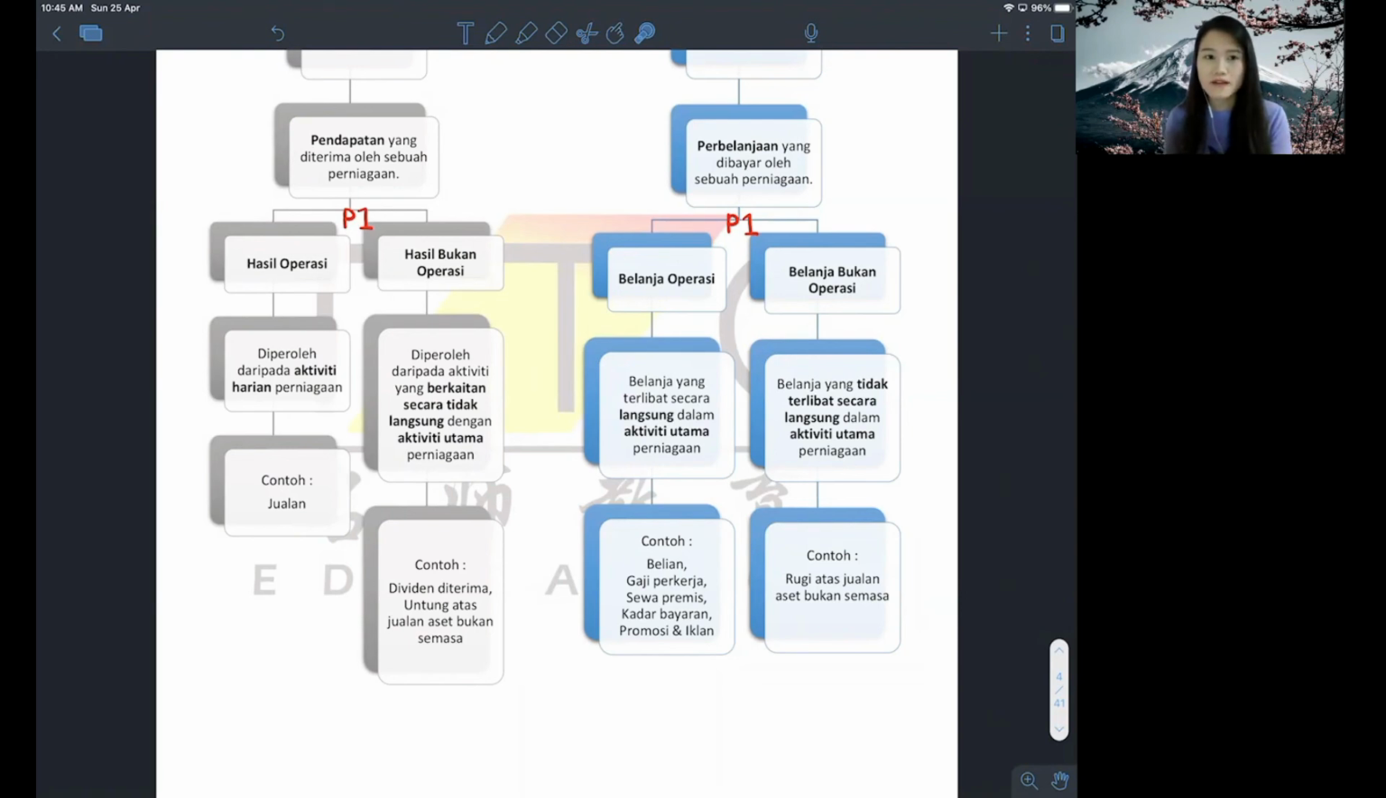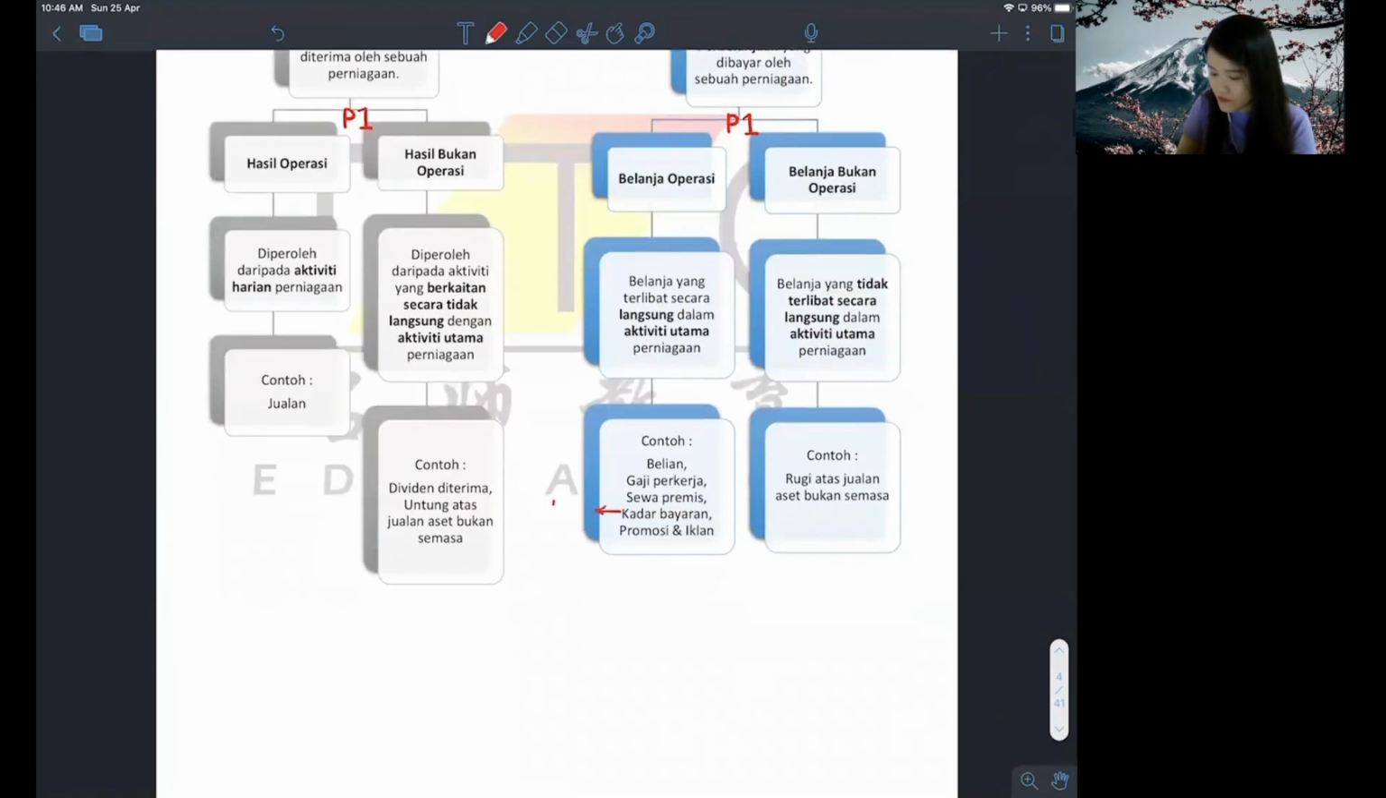So belanja operasi will always be more than hasil operasi, because every time we say, the amount we earn is always not going to be enough for the things that we want to spend on. So hasil will always be just one for operasi. But belanja operasi, plenty of them. Example, rental, sewa. Okay, kada bayaran is a term for bills. Okay, so kada bayaran is for bill, and you have bill, and we have promosi iklan.